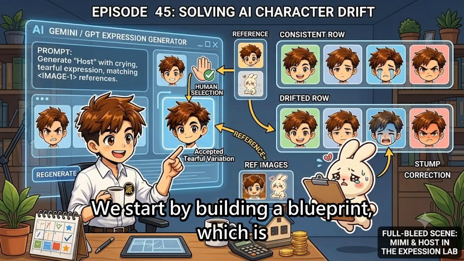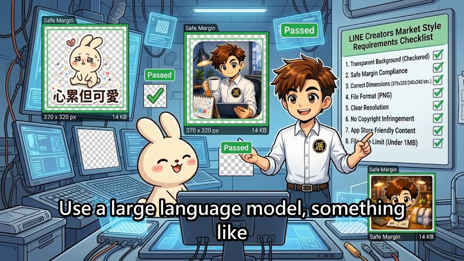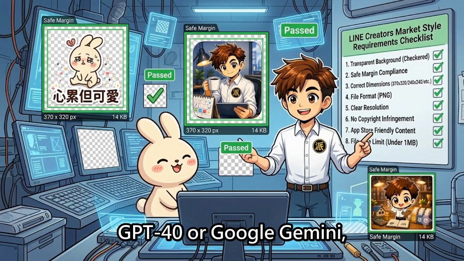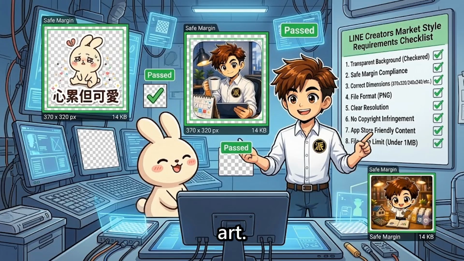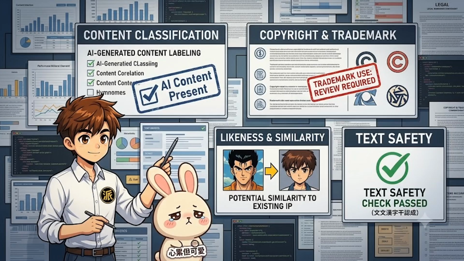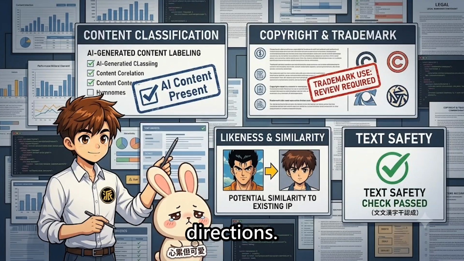We start by building a blueprint, which is checkpoint 1. Right, the setup phase. Use a large language model, something like GPT-4o or Google Gemini, to define your entire sticker pack before you ever generate a single pixel of art. You're doing the pre-production. Exactly. You ask the text AI to build a character sheet, dream up catchphrases, map out the different emotions, build a whole 40 sticker list, and define what the sources call forbidden directions.